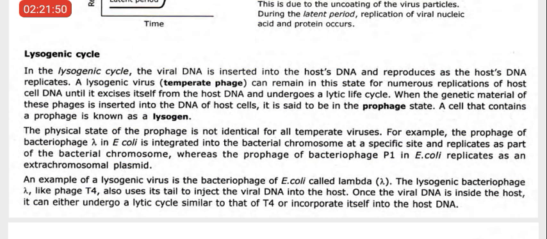For example, the prophage of the bacteriophage lambda in E. coli is inserted into the bacterial chromosome at a specific site and replicates as part of the bacterial chromosome, whereas the prophage of bacteriophage P1 in E. coli replicates as an extrachromosomal plasmid.